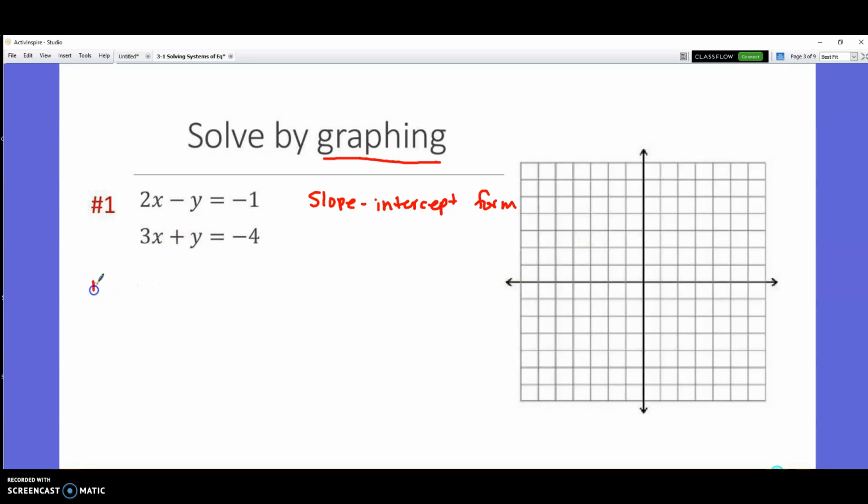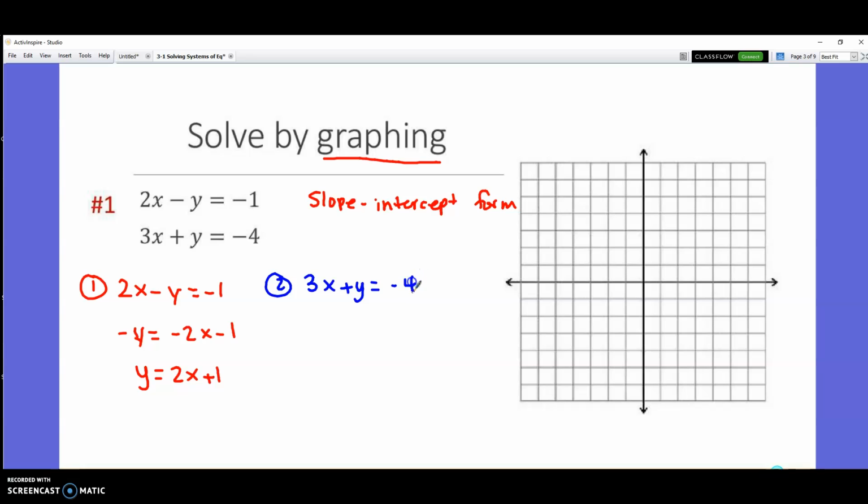The first equation is 2x minus y equals -1. I turn it into slope-intercept form: -y would equal -2x minus 1, and that means y would equal 2x plus 1. Then the second equation, 3x plus y equals -4, turned into slope-intercept form: y would equal -3x minus 4.